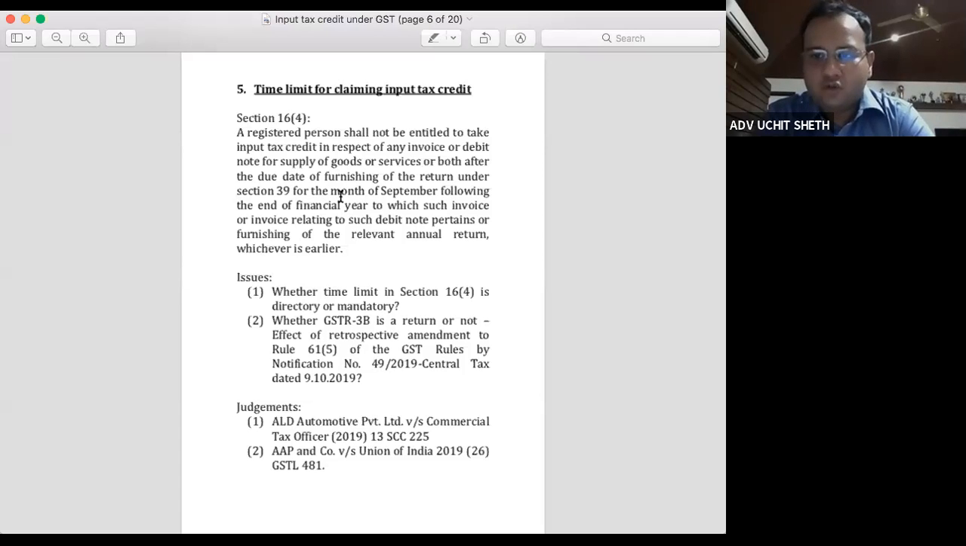For the year 2018-19, there is a slight hitch. If you look at the date of the notification, the date of the retrospective amendment, it is 9th of October 2019, while the due date for furnishing of return for the month of September 2019 would be 20th of October 2019. So for 18-19, the authority or the court can say that, look, you still had some time period for claiming the input tax credit for 18-19, you should have immediately claimed.